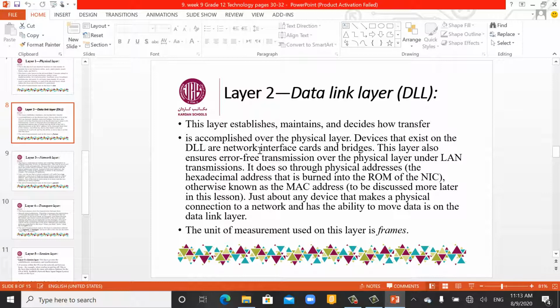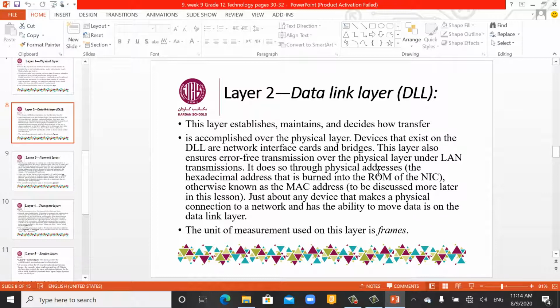I mean, you have studied about NIC, network interface cards, and also some of you will be familiar with the bridges. This layer also ensures error-free transmission over the physical layer and the LAN transmissions. I mean, this layer decides how the data transfers over the physical layer. Yes, exactly, the physical layer transfers the data, but how? This is the job of the data link layer. It does so through physical addresses, the hexadecimal address that is burned into the ROM of the NIC, network interface card.